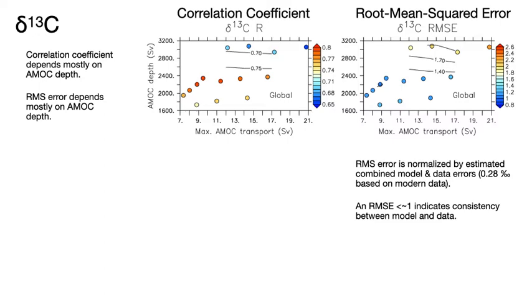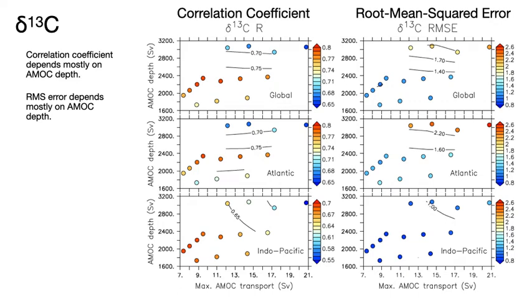Another detail I want to mention: the values shown here are normalized by the estimated combined model and data errors, which are 0.28 per mil based on modern data. What that means is that an RMS error of around 1 or smaller than 1 indicates consistency between model and data. So you can see all these blue colors here are more or less consistent between model and data.